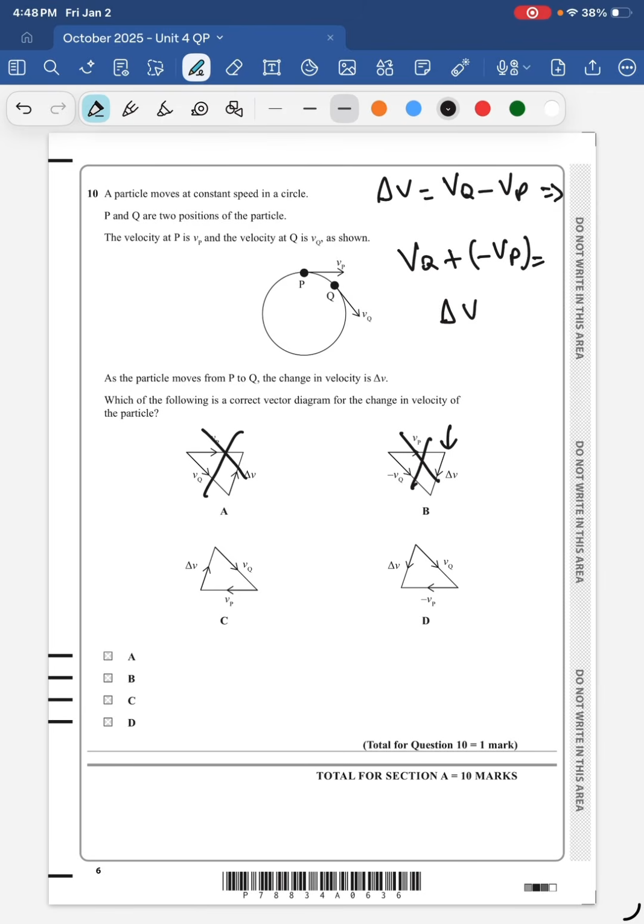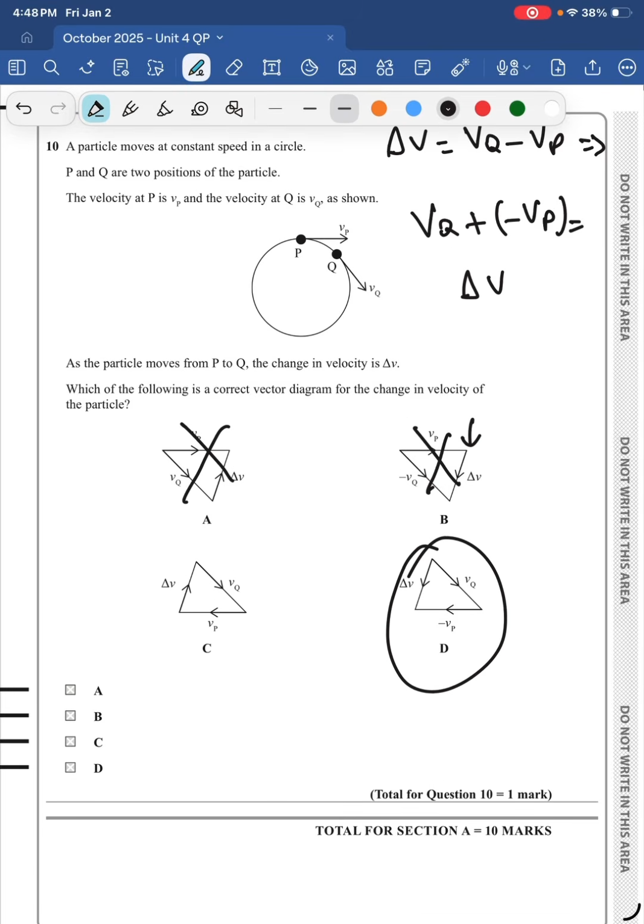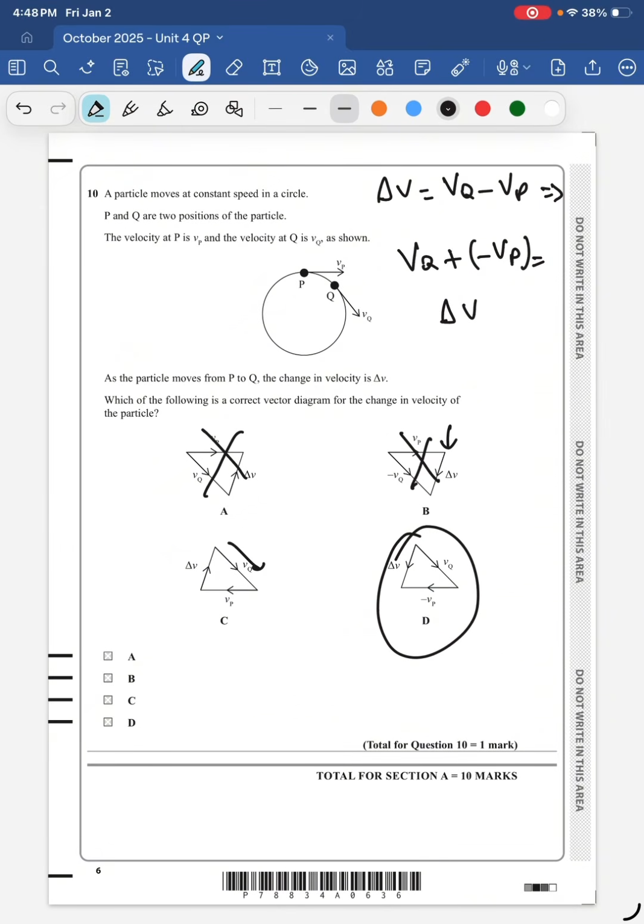Let's go and see D. So we have Vq plus the negative of Vp equals delta V. So that's correct. But now I'm a little bit confused why. The way C is written, it can also be interpreted as saying that Vq plus Vp equals delta V. So no, that's wrong too. Okay, so I found the error.